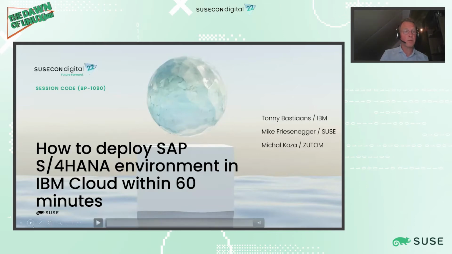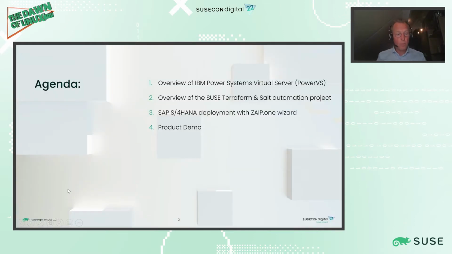During our session, we will present an overview about IBM Power Systems and more specifically about IBM Power Systems Virtual Server, our cloud solution for Power. Then we will talk about the SUSE Terraform and Salt automation project. Then we do an introduction about SAP S/4HANA deployment with the Site 1 wizard. And afterwards, we will give a presentation or a product demo about the wizard, where we see that everything comes together.